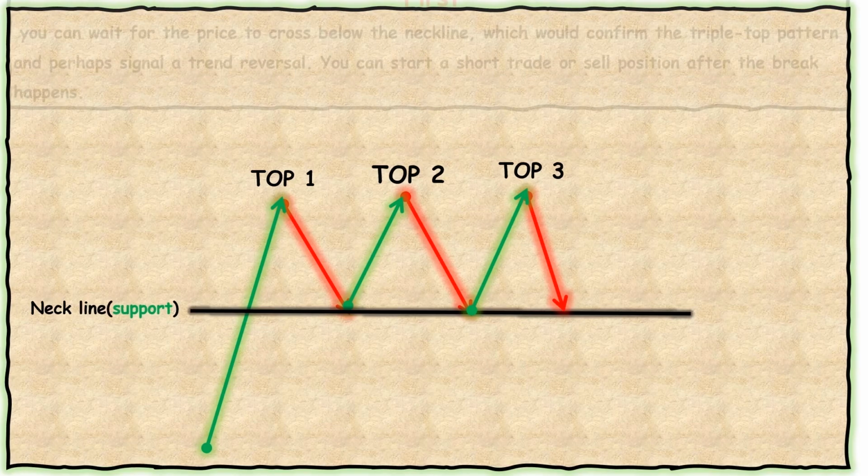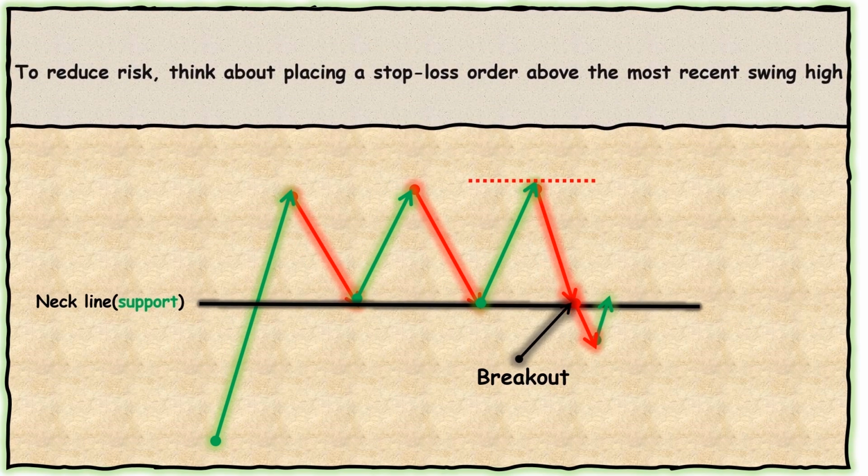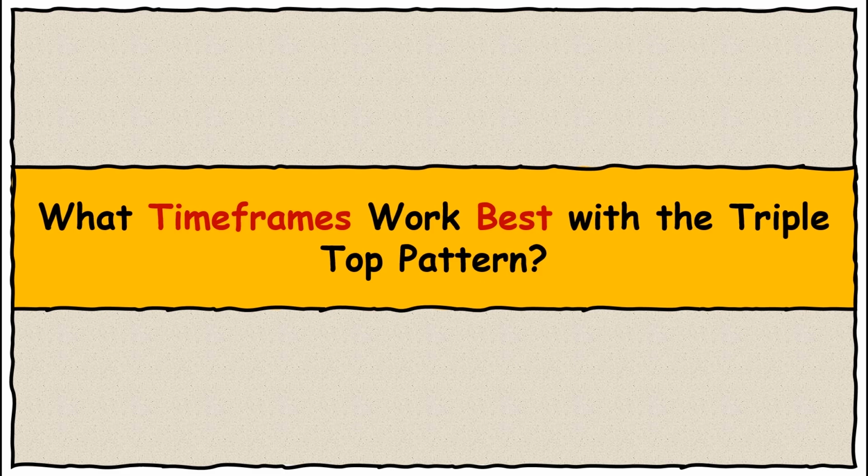How to trade the triple top pattern. First, you can wait for the price to cross below the neckline, which would confirm the triple top pattern and perhaps signal a trend reversal. You can start a short trade or sell position after the break happens. To reduce risk, think about placing a stop-loss order above the most recent swing high. You can also project the vertical distance between the neckline and the highest peak downward from the neckline to determine your profit target.